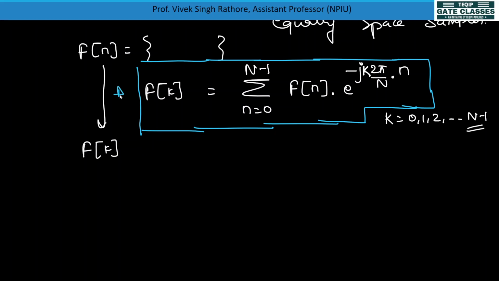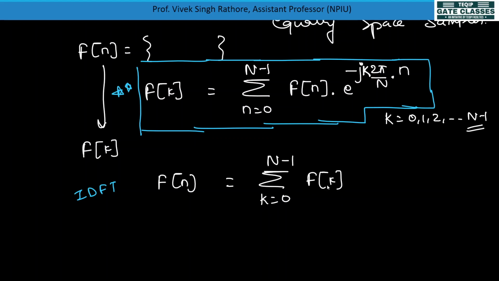This is the formula for f of k, the DFT. And if we take the IDFT, we will take f of n here. So f of n is the summation over k equal to 0 to n minus 1, of f of k e to the power j omega n, so k will be there. Omega is nothing but 2 pi by n into n. So this is the formula.